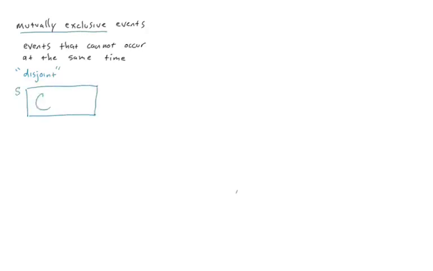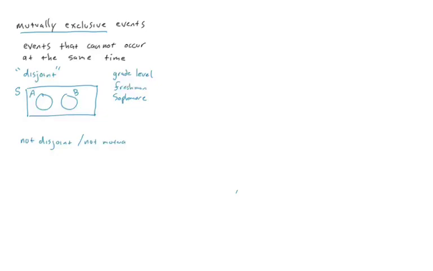Now let's look at mutually exclusive. So a couple of definitions here. Mutually exclusive events are events that cannot occur at the same time. And we sometimes call them disjoint. And here's kind of an image for them in our sample space. So two events, no overlap in there because you're either in one group or the other. An example is you're either a freshman or a sophomore. You can't be in both groups.